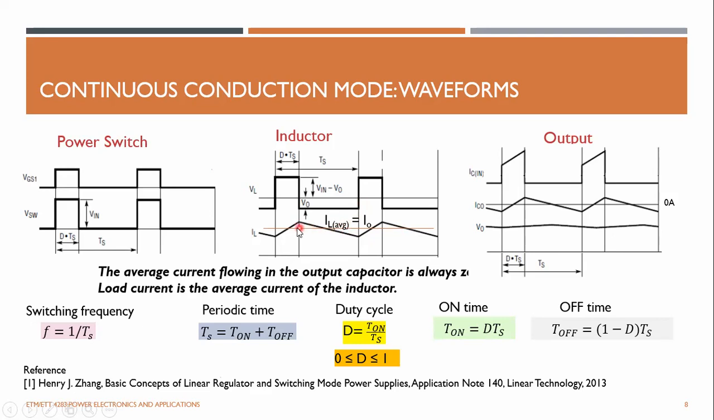So the average load current, you can draw like a line from here to here using the average area. And this average inductor current is equal to the output load current, which is going through that resistor. And so you have this kind of peak-to-peak ripple at the output due to this switching.